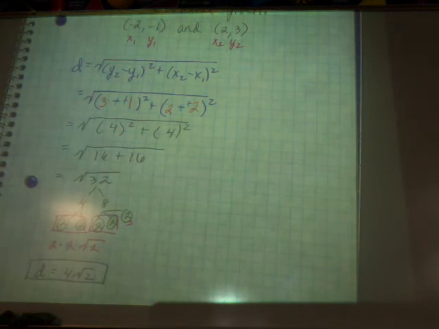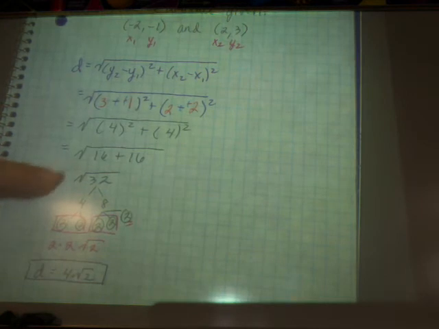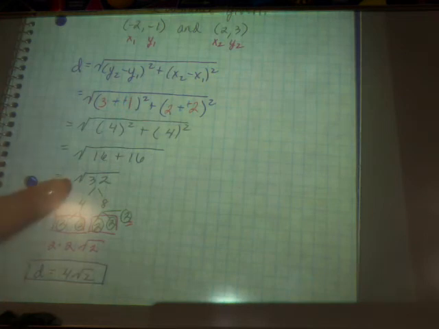So your distance between those 2 points should have come out to be 4 radical 2 if you simplified correctly. Underneath the radical is the square root of 32. No calculator should be used, by the way, because you ought to be able to do those problems without a calculator. You're not going to get one on your test.